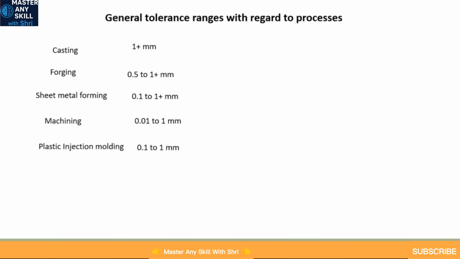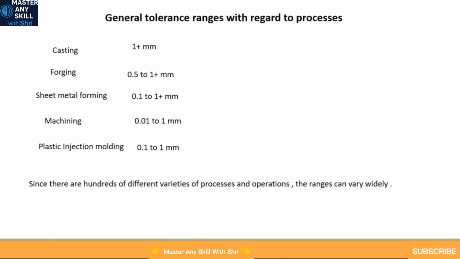Plastic injection molding is another mass manufacturing process which is very commonly used for making plastic parts. It can have tolerance ranges from 0.1 to 1 mm depending on the precision as well as the size of the products which are being manufactured.